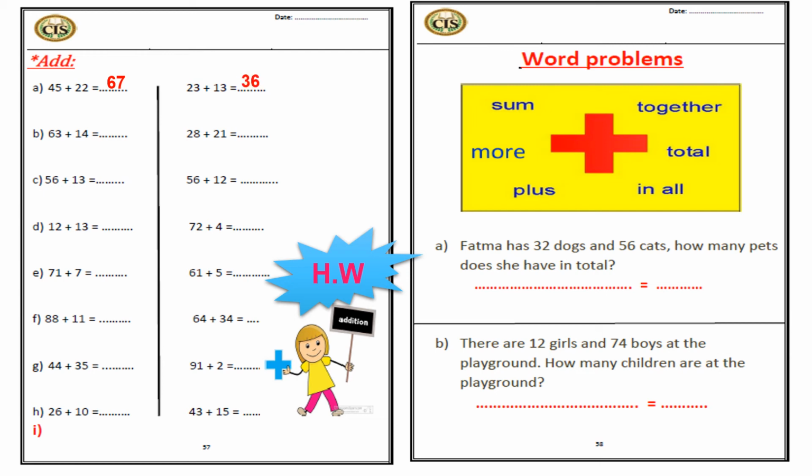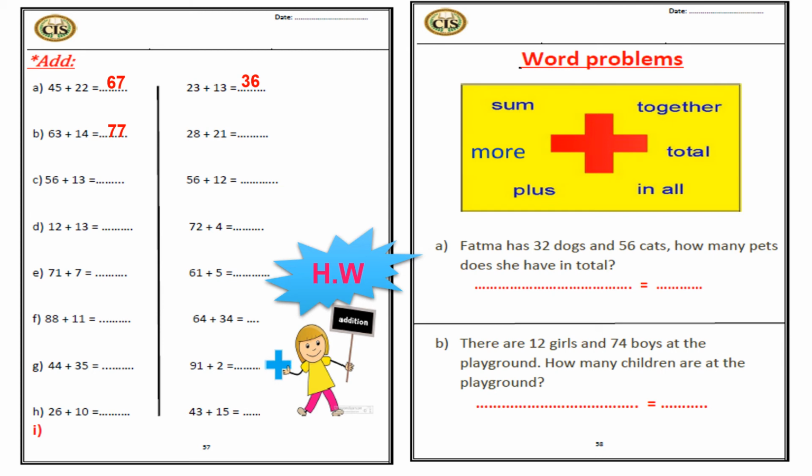In letter B we have 60... 3 plus 14. Ones with ones, tens with tens. 3 plus 4 equals 7. 6 plus 1 equals 7. So the sum is 77.